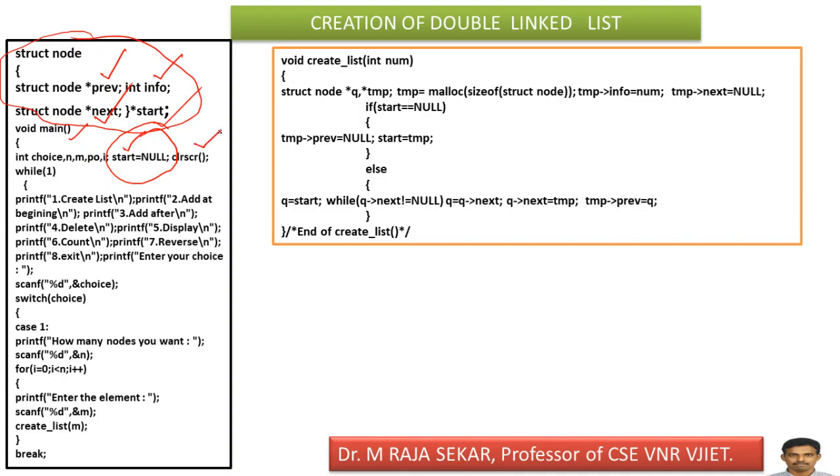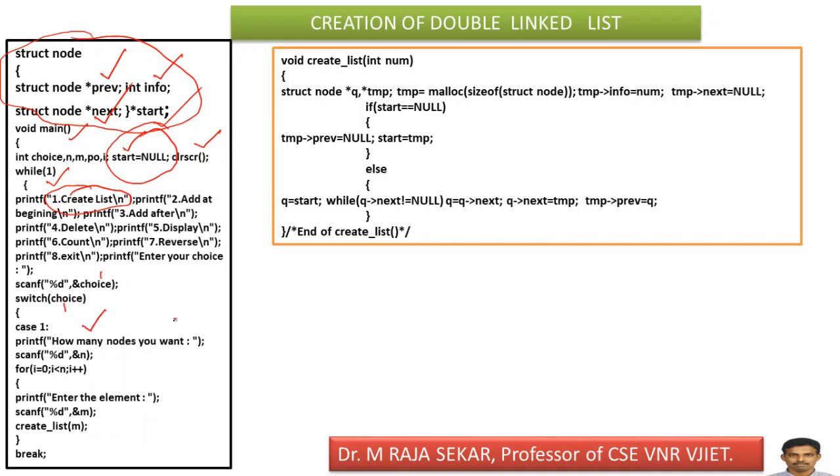Clear screen will clear the output screen, while one means it's an infinite while loop. Again, this is a menu driven program. There are 8 options. Let me say I am interested in creating a linked list. Printf 1. Create list. After displaying the menu, let me say I entered number 1. That number 1 will get stored in choice. Therefore, choice is 1. Switch 1 means case 1.